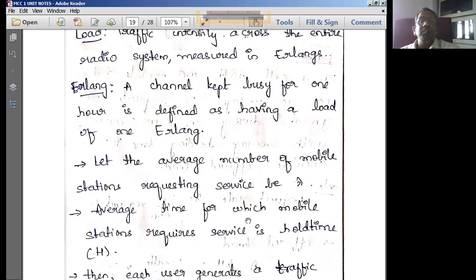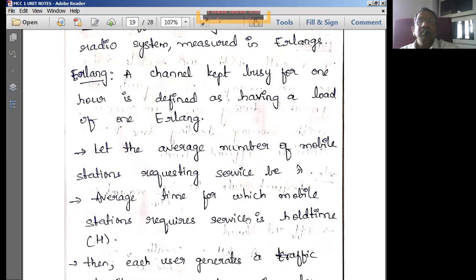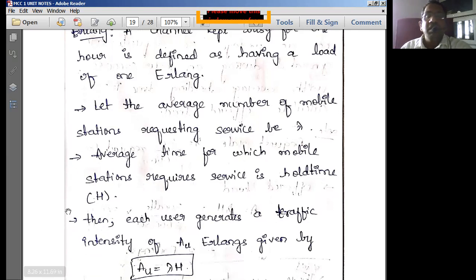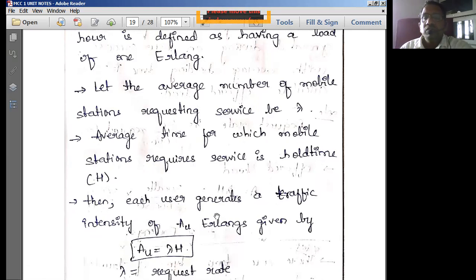Next is the erlang, which is basically a unit. A channel kept busy for 1 hour is defined as having a load of 1 erlang. So if a channel is kept busy for 1 hour, then it has a load of 1 erlang. Let the average number of mobile users requesting service be lambda. So in the overall cell, the average number of mobile stations requesting service from the base station is lambda. Then the average time for which mobile stations require service is the hold time, that is, the average time the mobile users are engaged in the call, which is H.